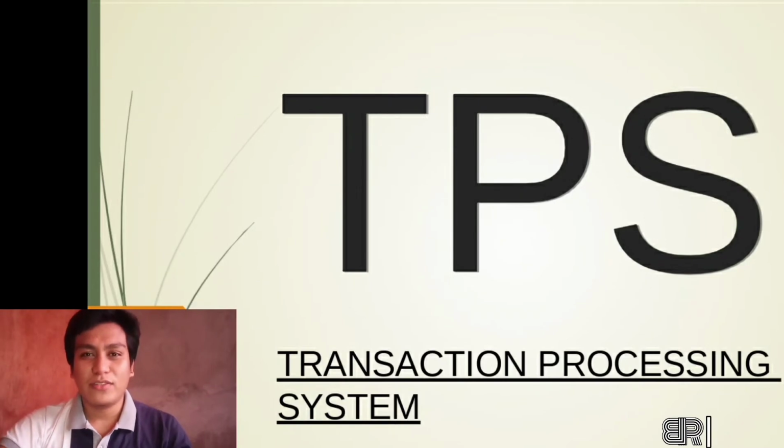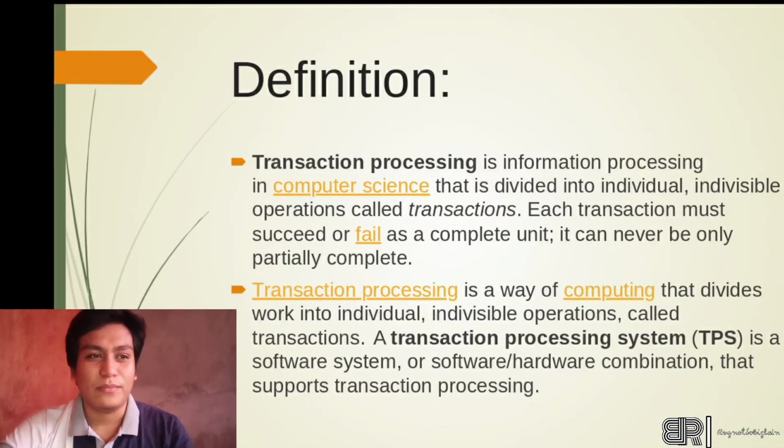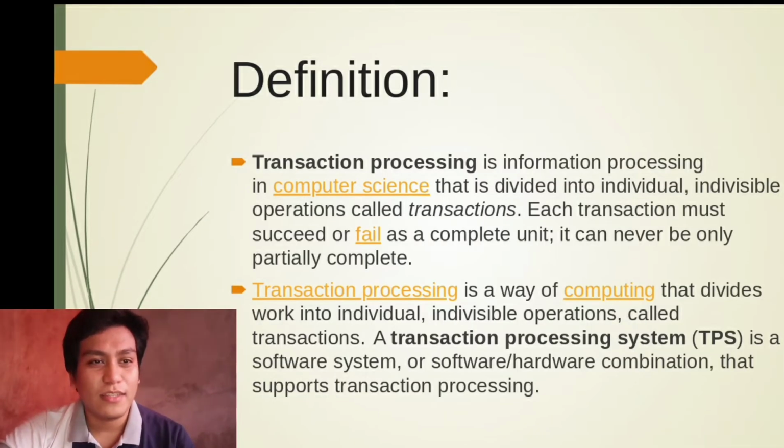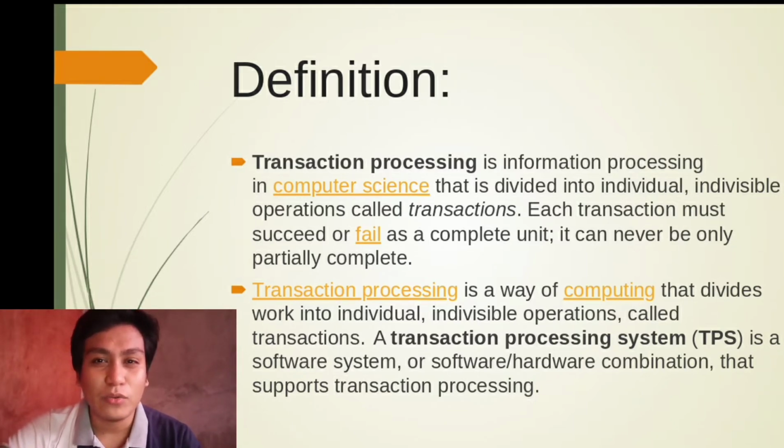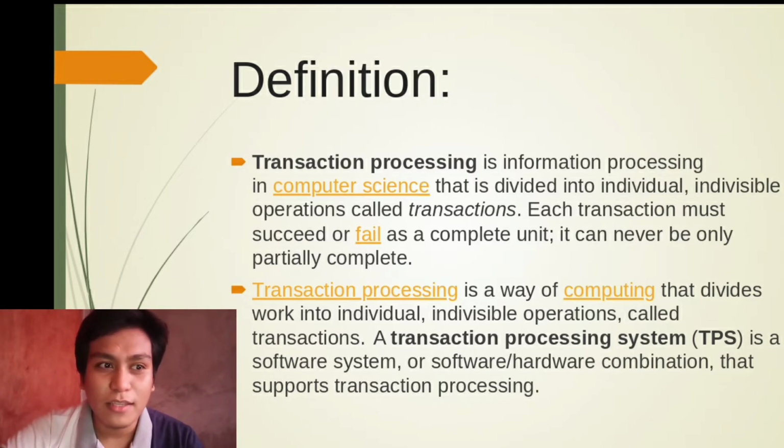The Transaction Processing System. Definition. Transaction processing is information processing in computer science that is divided into individual, indivisible operations called transactions. Each transaction must succeed or fail as a complete unit; it can never be only partially complete.